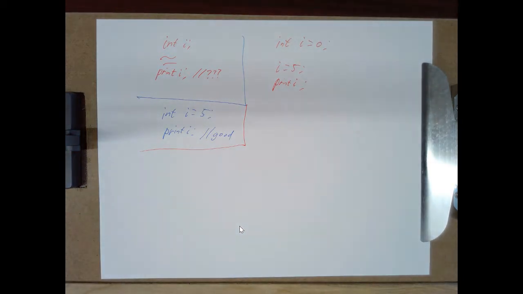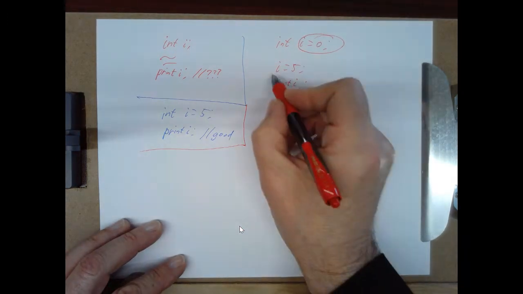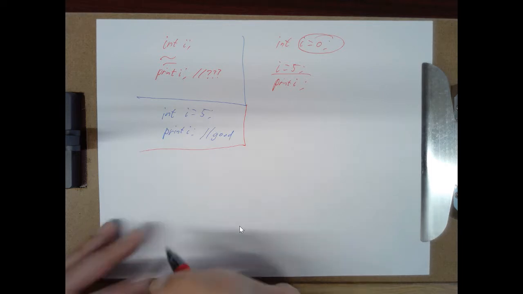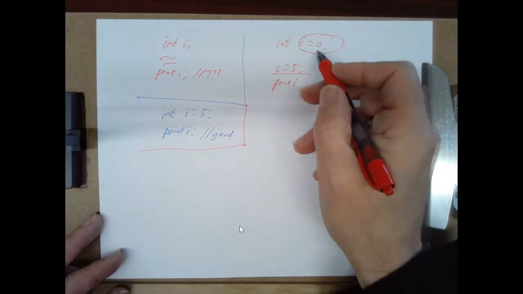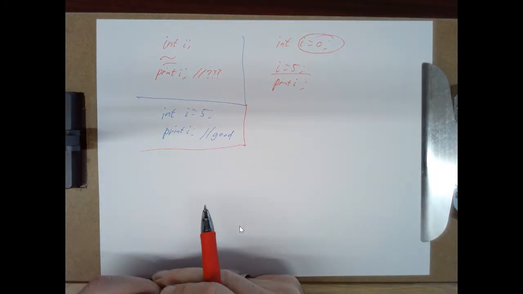Integer I equals 0, I equals 5, print I. There's no requirement for doing this, because before I print I, I'm going to give it a value. Right? In this case, it doesn't do any harm setting I equal to 0. But if this is a malloc, it does some harm because I've actually allocated memory and I'm not using it. And I don't free it, it gets lost.